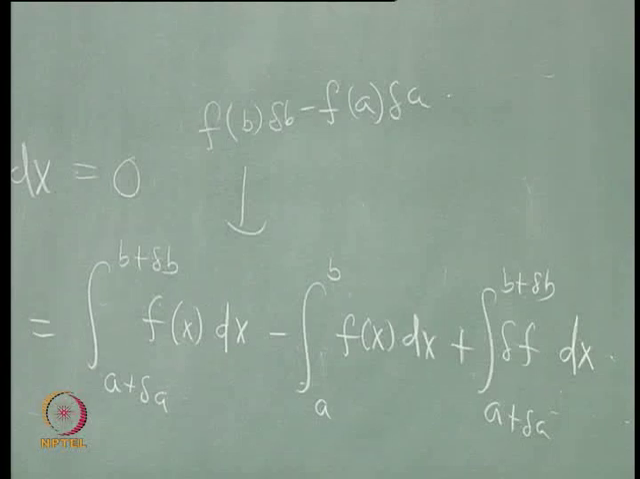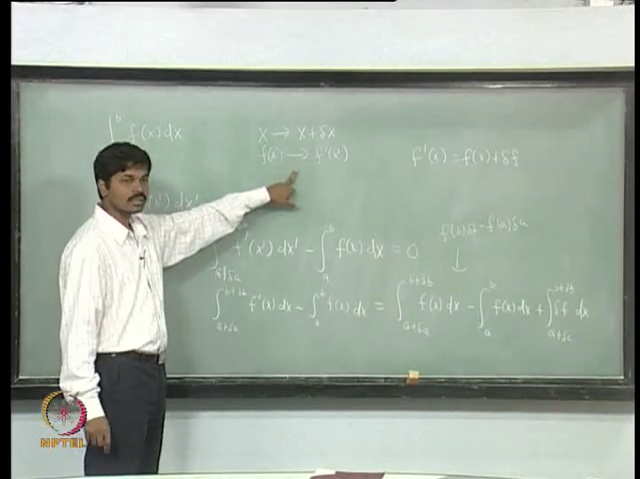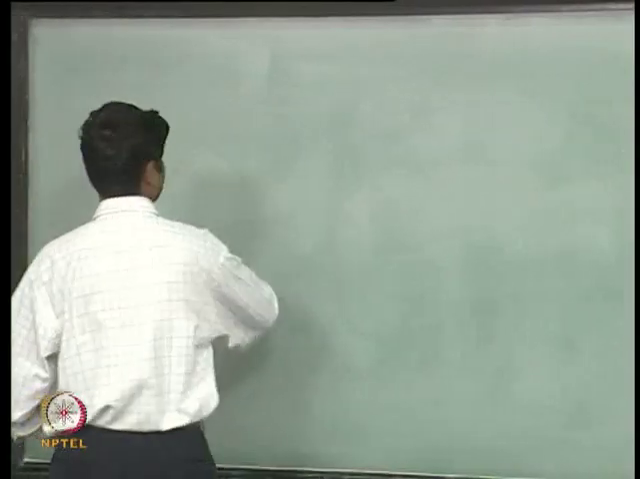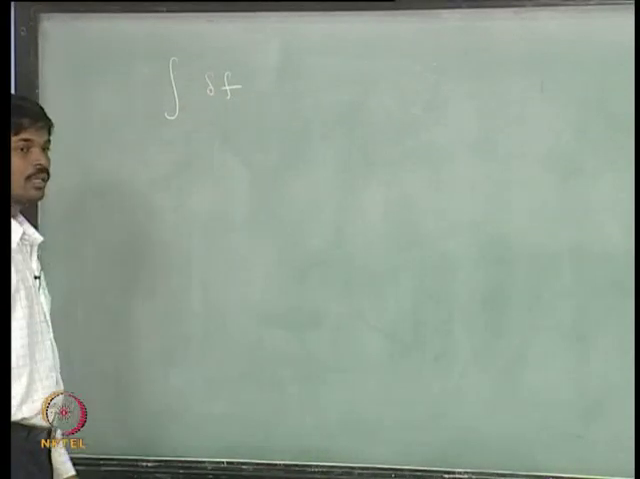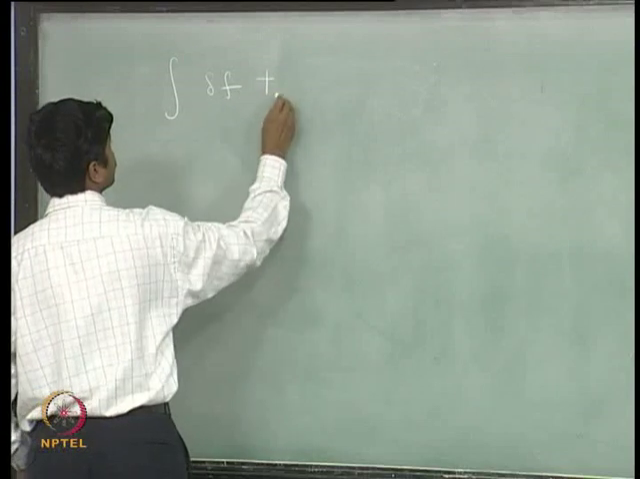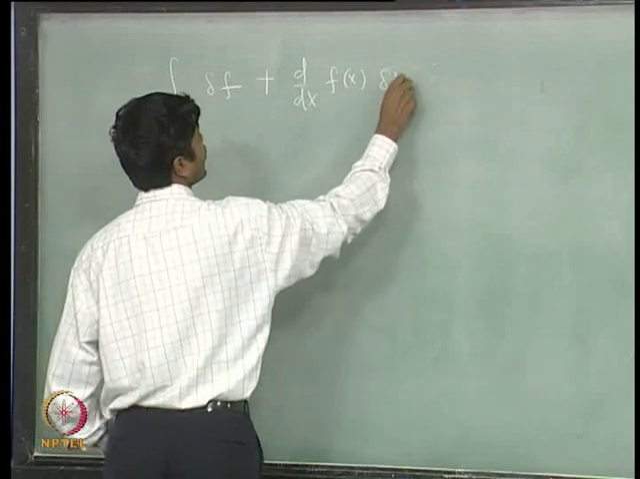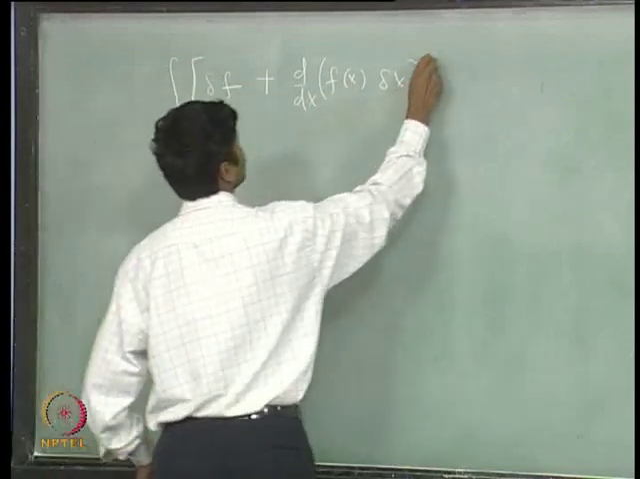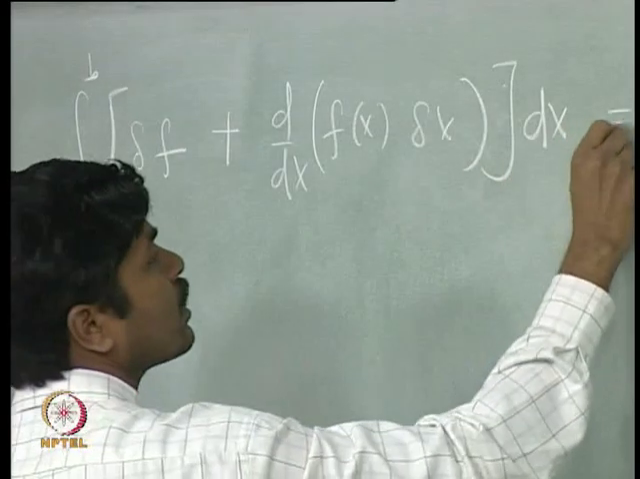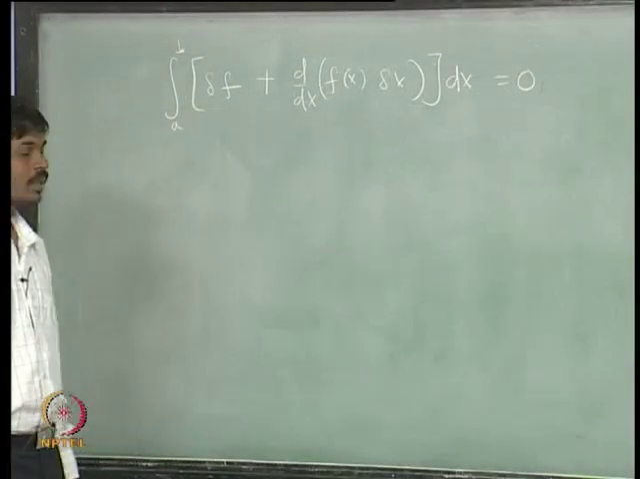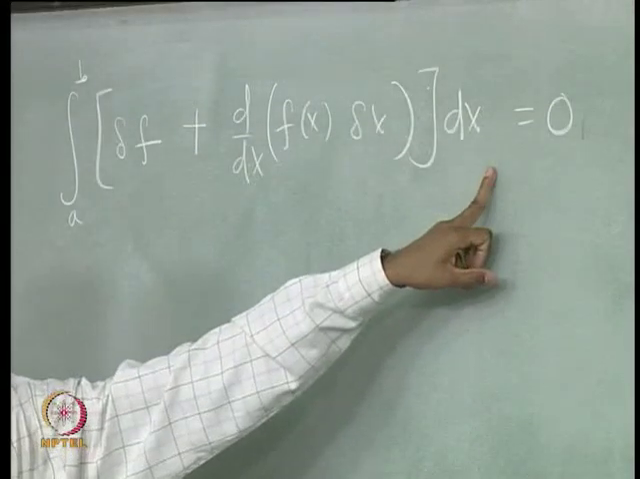So, what you get is, if you require this quantity to be invariant under such a transformation, then you see that the integration of delta f plus d over dx of f of x delta x, integrated from a to b, is equal to 0. If you consider quantities up to first order in variation, then this is the quantity which is equal to 0.